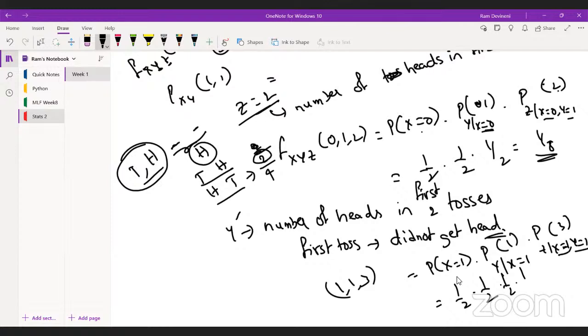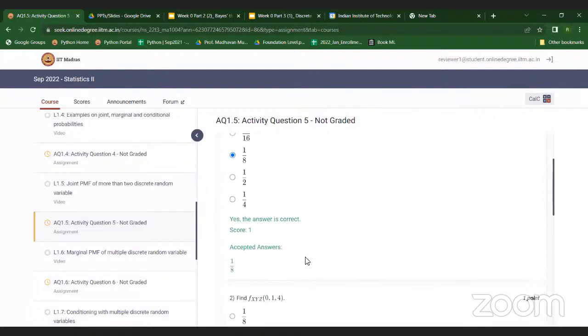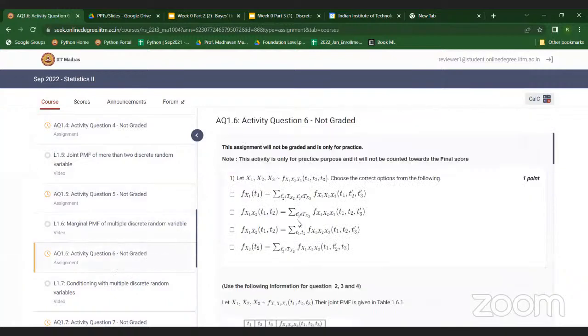The only way that could happen is 1 by 2 into 1 by 2. It's going to be 1 by 16. This 1, 1, 3 could only happen if it is head, tail, head. Only in this particular scenario, you have x equals 1, y equals 1, and then z equals 3. And you know that the probability for us to get head, tail, head is going to be 1 by 16, right? So this is going to be 1 by 16. All right. Until now, is it clear? Okay, let's move on to the next one. This is going to be the marginal distribution formula which I have discussed, right?